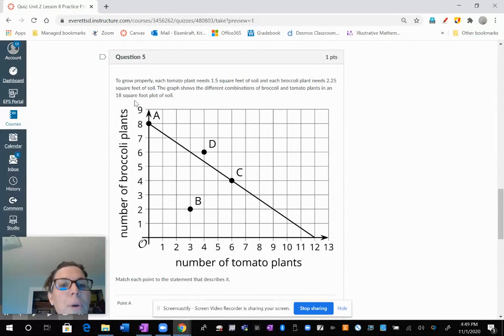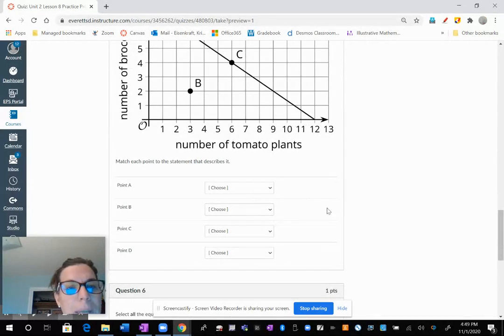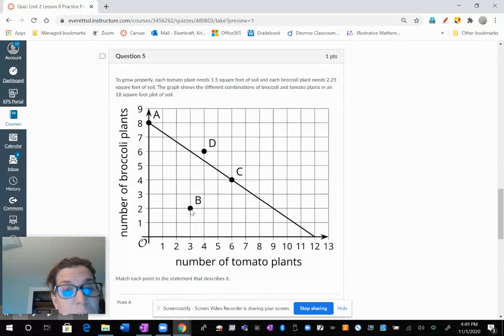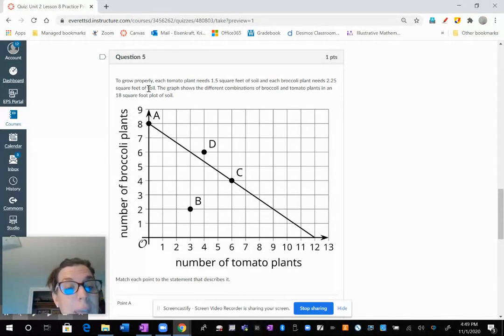To grow properly, each tomato plant needs 1.5 square feet of soil, and each broccoli plant needs 2.25 square feet of soil. The graph shows the different combos of broccoli and tomato plants in an 18 square foot plot of soil. Okay, so we are going to do some pull down stuff here. So A is on the line. So let's interpret what it means. It's a solution, which means it must be taking up the 18 square feet of soil.